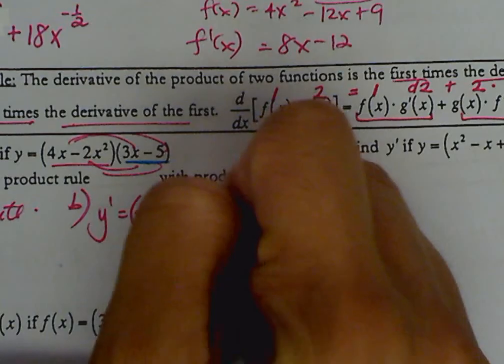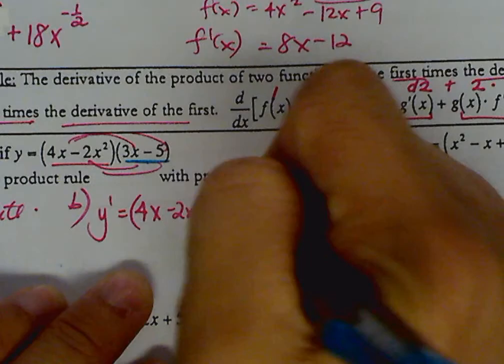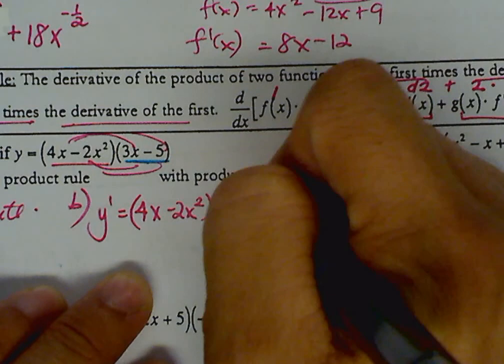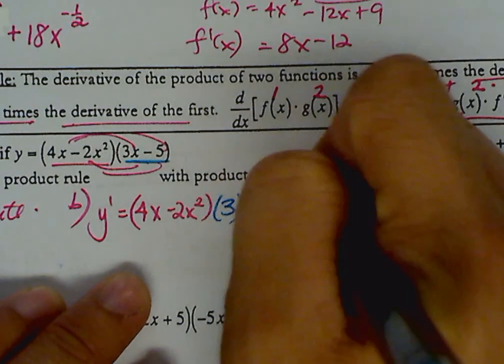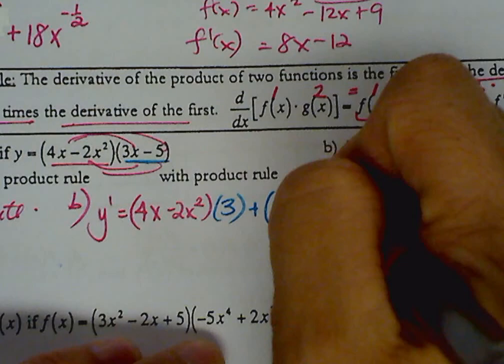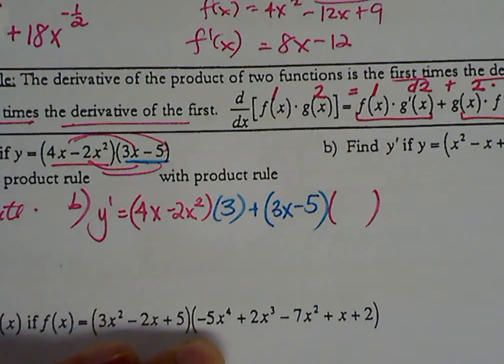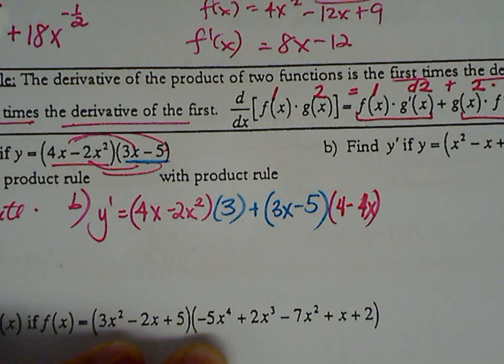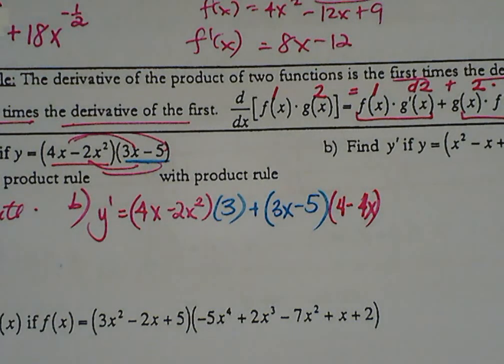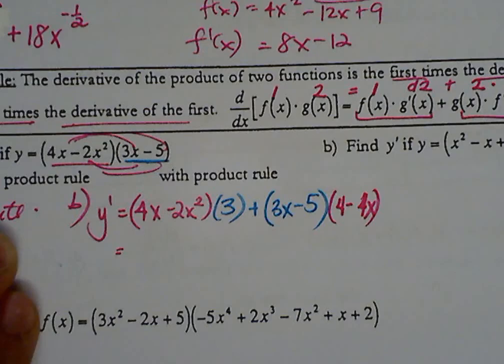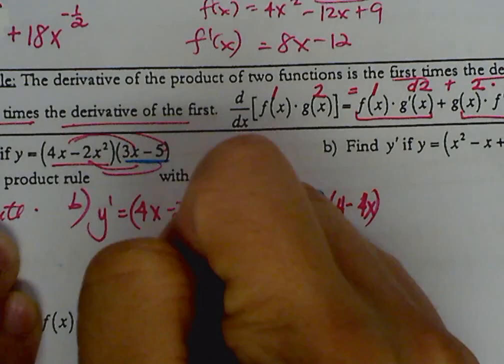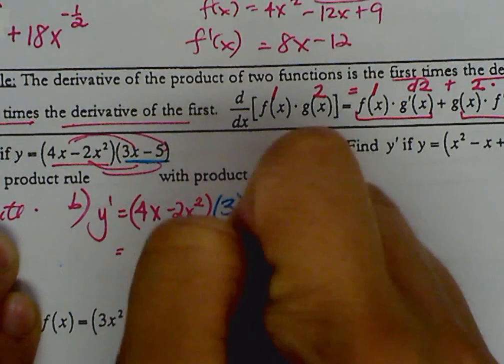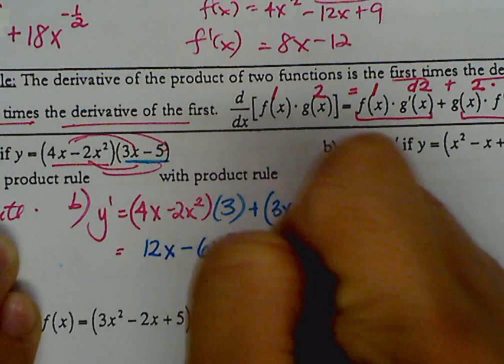Plus 2, which is 3x minus 5, times the derivative of the first. What's the derivative of 4x minus 2x squared? 4 minus 4x. You guys see that? And now we can distribute, but it's just a lot simpler. 12x minus 6x squared plus 12x minus 4x.